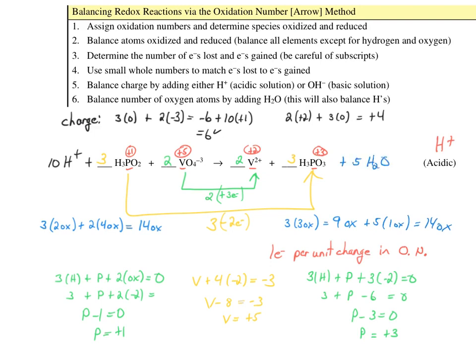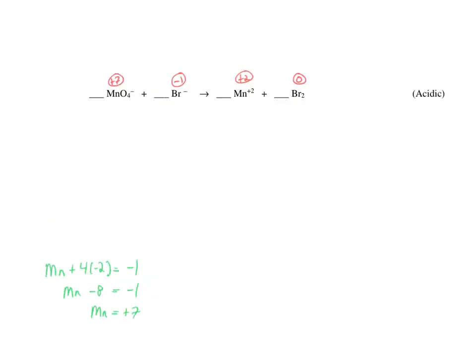Now, if we've done everything correctly to this point, the hydrogen should also balance. So we have 10 plus 9, 19 hydrogens. On this side, we have 9 plus 10, 19 hydrogens. We're done. We've done lots of these, so I'm hitting the highlights.